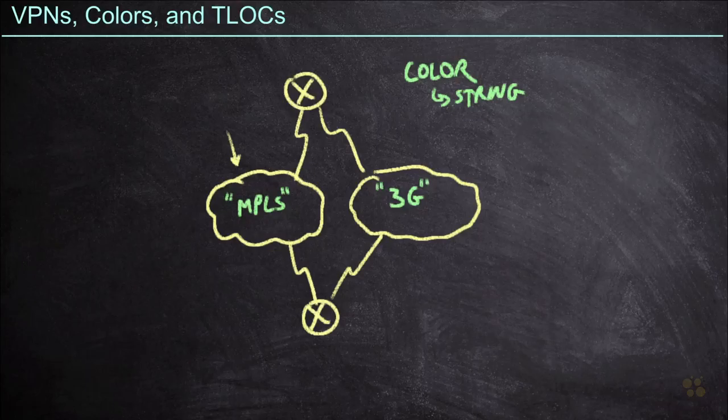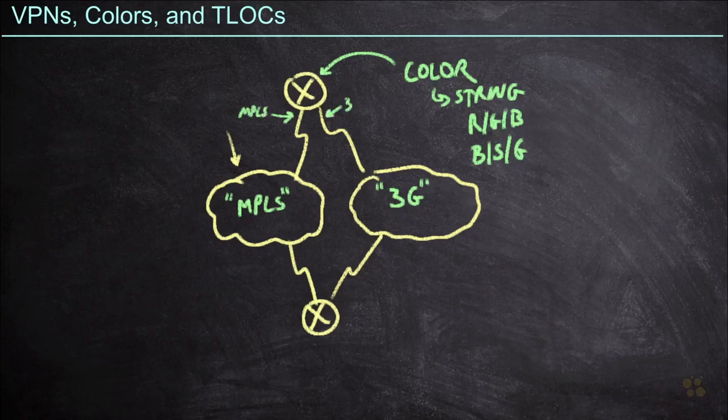Some of the examples, besides what we've just given, like 3G and MPLS and Biz Internet, are going to be literal colors like red and green and blue, and also different quality metrics like bronze and silver and gold. The color is a relatively arbitrary choice that we as the admins are going to assign to these different circuits. We're going to use the colors to inform the edge device what their circuits belong to. So for example, we tell this router that the circuit on the left is part of the MPLS color, and the circuit on the right, well, that's part of the 3G color. And that's really it when it comes to colors.